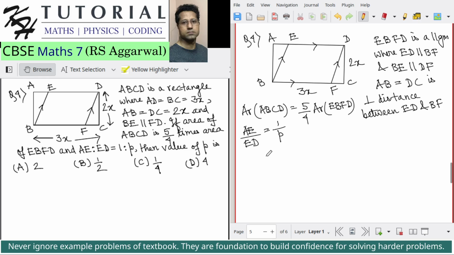So that means I have to find the ratio of AE and ED. So I have to find AE, ED. ED is one side of the parallelogram EBFD.